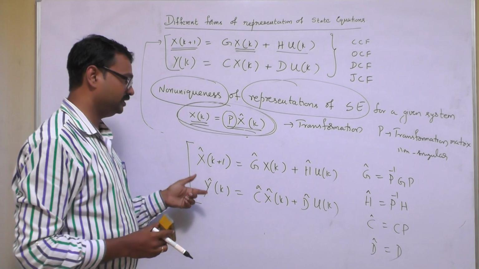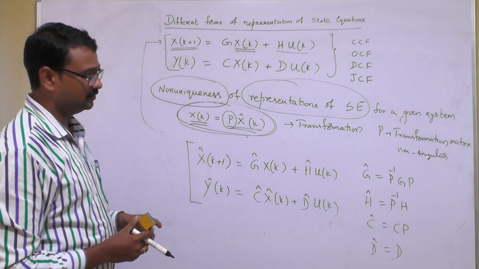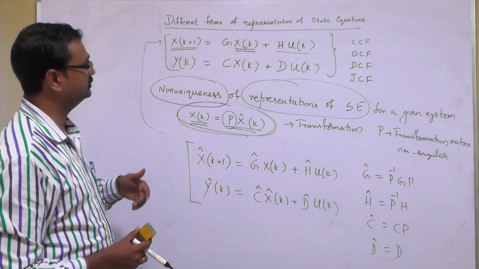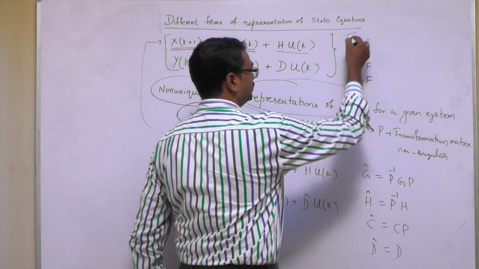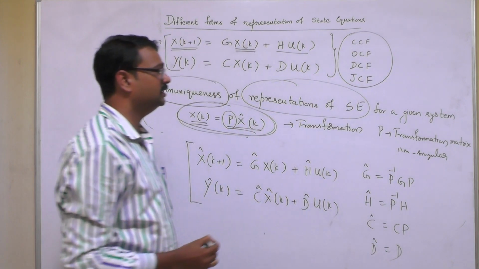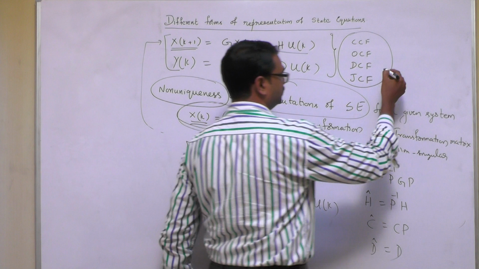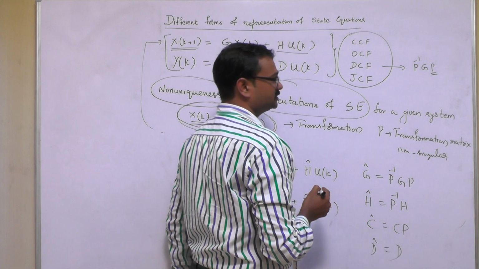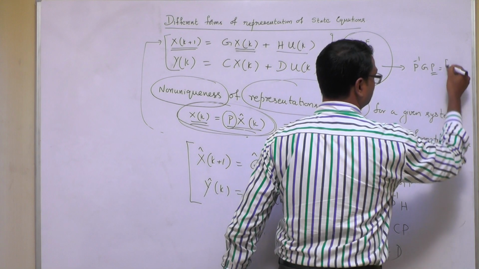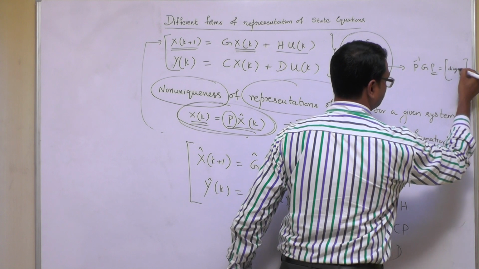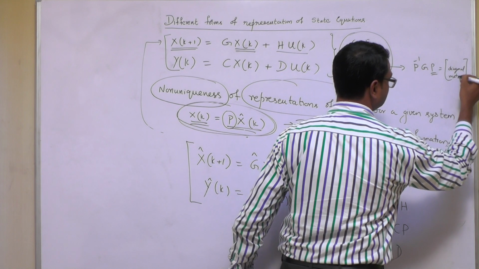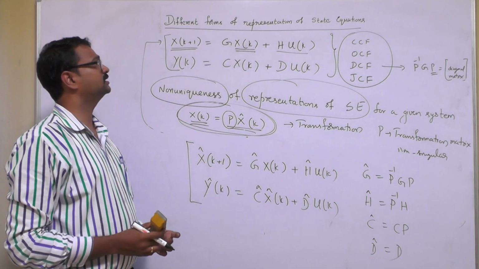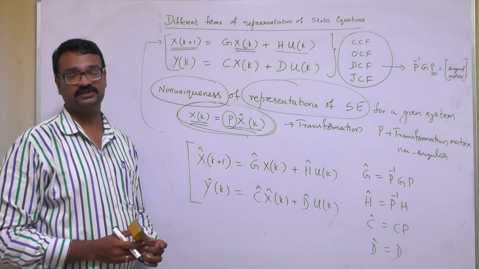That is, if you can find P, the transformation matrix, in such a way that you can get different forms of representation, and most importantly the diagonal form P inverse G P. If you can find P in such a way that P inverse G P is a diagonal matrix, then you can have the diagonal canonical form. So these are the various types of representations of state space equations.